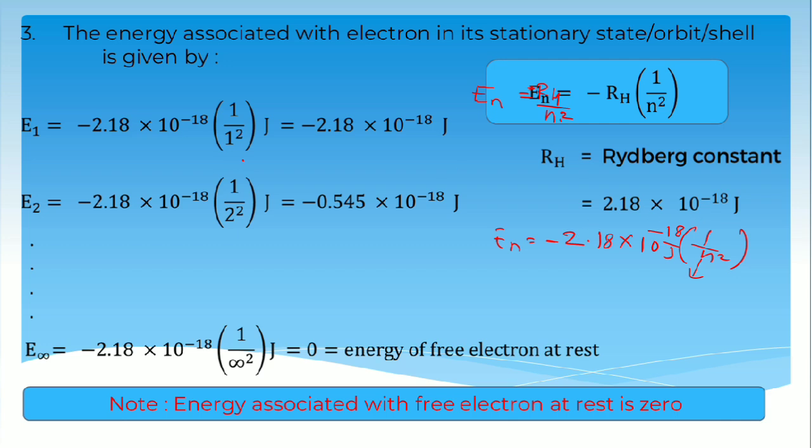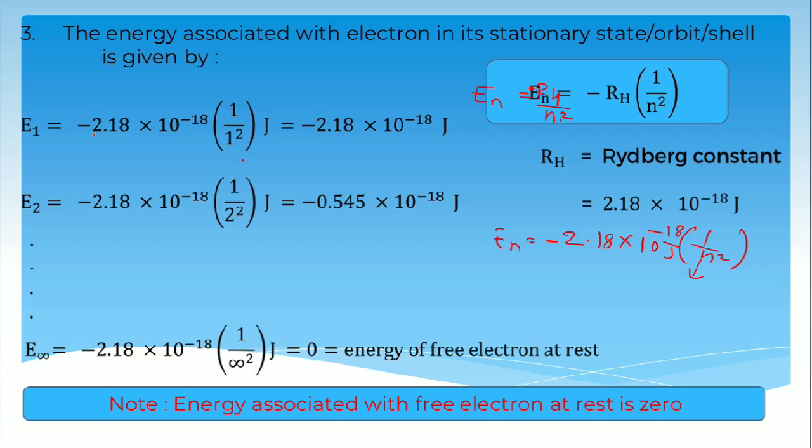Here one thing we can notice is that all the energies are negative. The negative sign indicates that the electron is bound to the nucleus and energy must be supplied to remove it from the atom. So here E1.